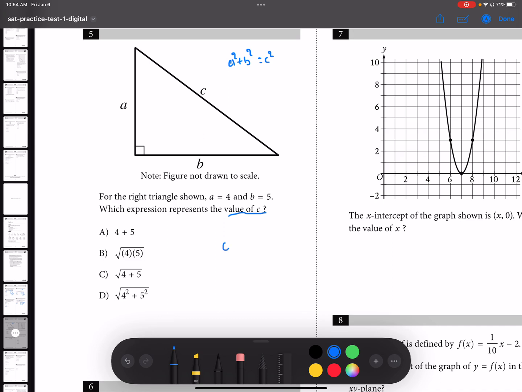So that means that C squared is equal to 4 squared plus 5 squared. But because we have to find the C value, I'm going to take the square away from C. That means square root of 4 squared plus 5 squared. And that means our answer should be D.